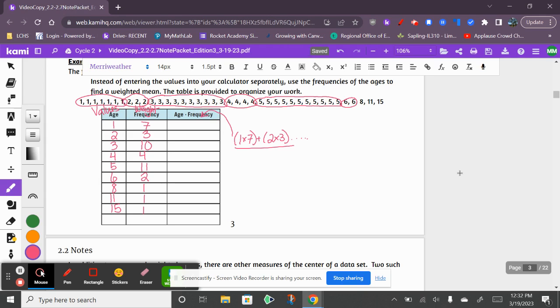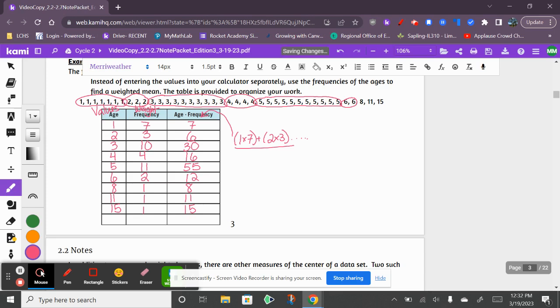So 1 times 7, I get 7. 2 times 3 is 6. 3 times 10 is 30. 4 times 4 is 16. 5 times 11 is 55. 6 times 2 is 12. And those are just times 1.